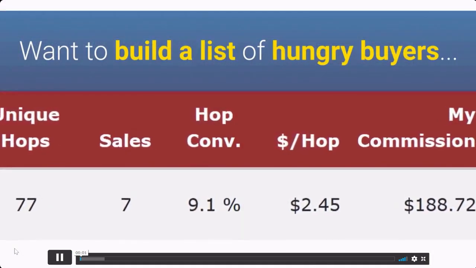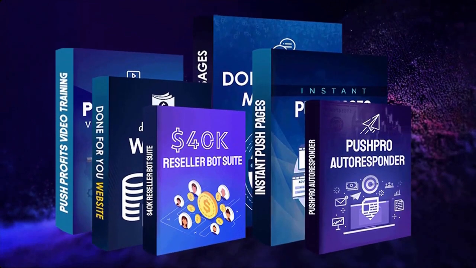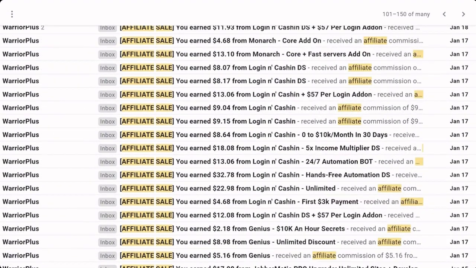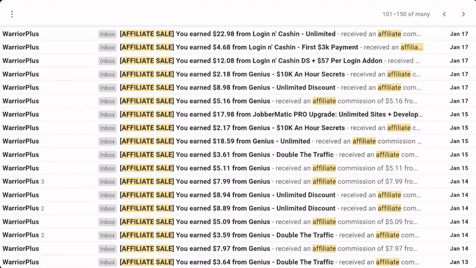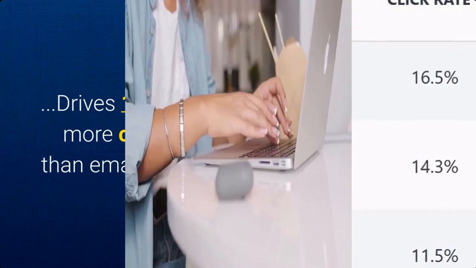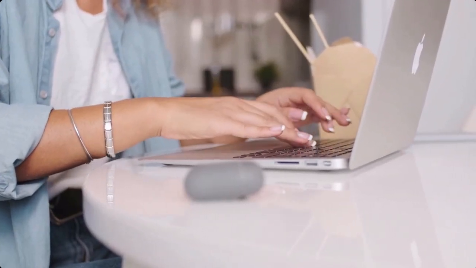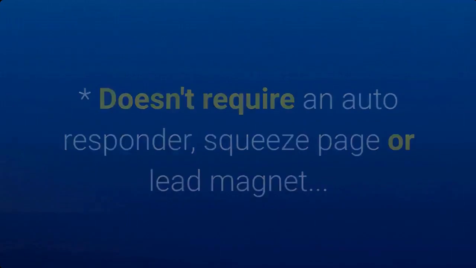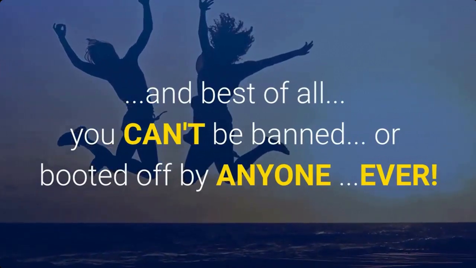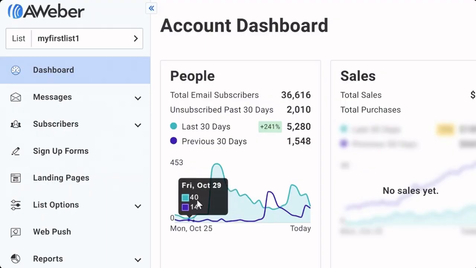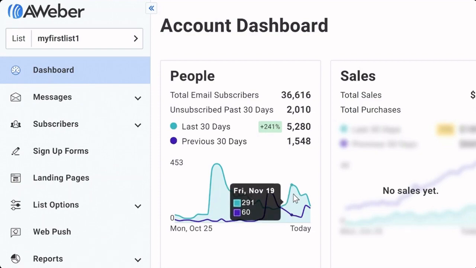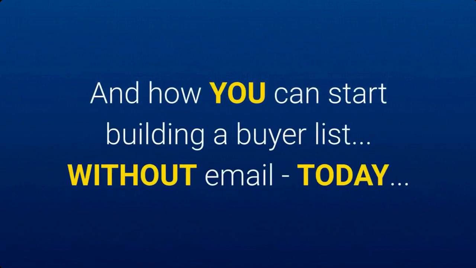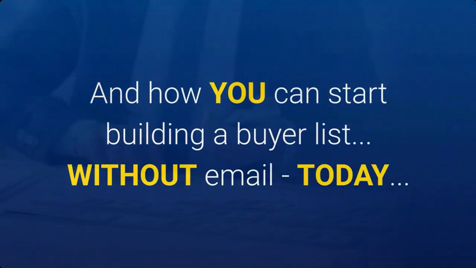Do you want to build a list of hungry buyers with a new cutting-edge lead technology that's 10 times more powerful than email? This new list building technology gets up to 300% more opens than email, drives up to 1,000% more clicks than email, uses messages that are 10 times faster to write than email, doesn't require an autoresponder, squeeze page, or lead magnet. And best of all, you can't be banned or booted off by anyone, ever. Oh, and you can also add your email leads to this new list technology too. Now, you're probably wondering, how does this work? And how you can start building a buyer list without email today.